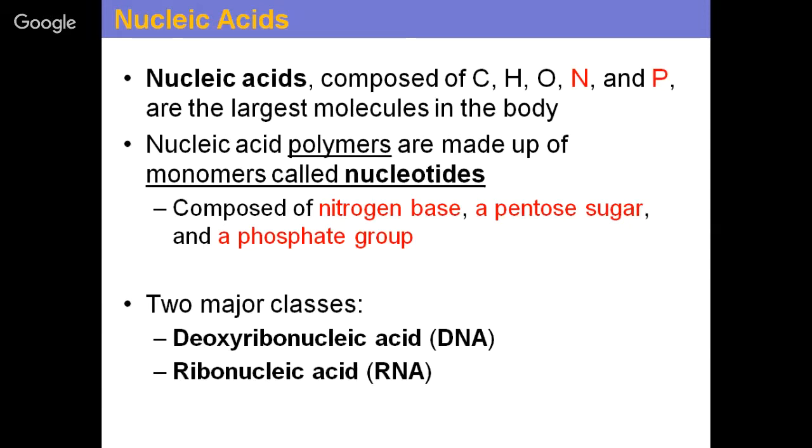Nucleic acids are polymers, and the monomers which form these polymers are the nucleotides. So if I ask what the components of a nucleotide are, you need to know that it's the nitrogen base, a pentose sugar, and a phosphate group. So these 3 components, nitrogen base, a pentose sugar, and a phosphate group, form nucleotides. There are 2 major classes: deoxyribonucleic acid, we call it DNA, the common word. The ribonucleic acid, we use the word RNA in short form.